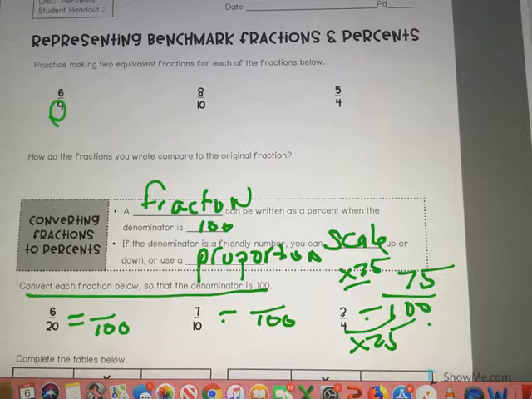Okay, you're pretty good with doing this. I want you to do the graphs below. I also want you to look at some strip diagrams and number lines. So I'll put you on pause to show you that.